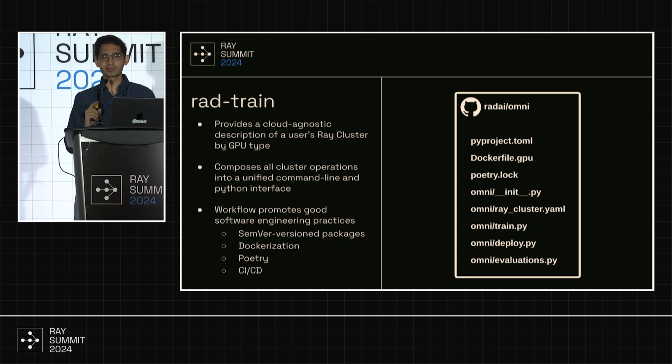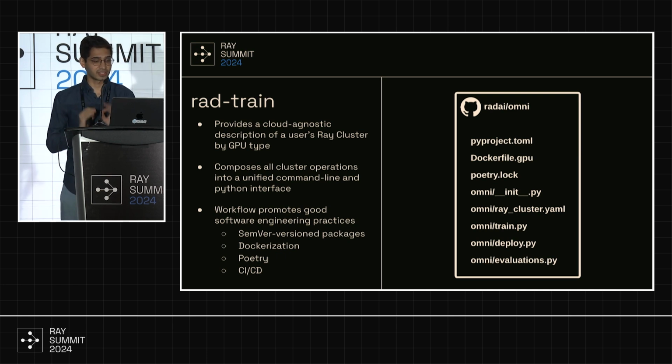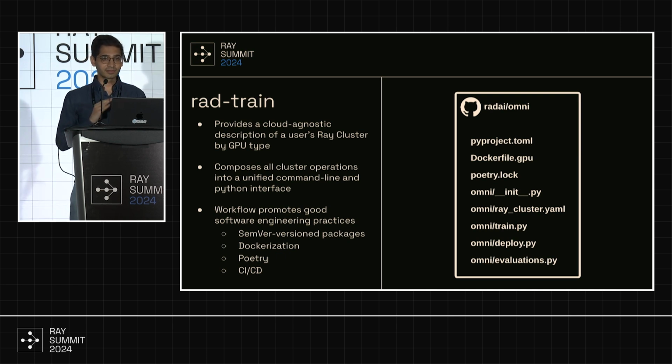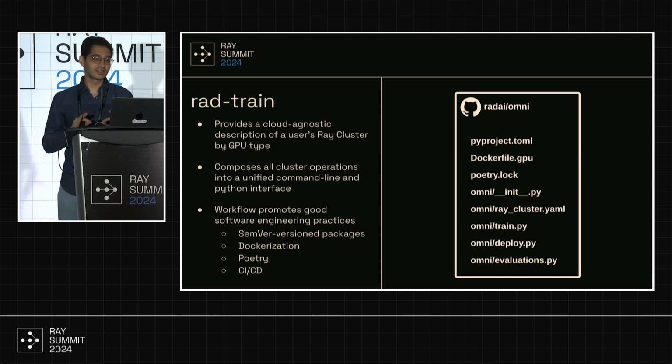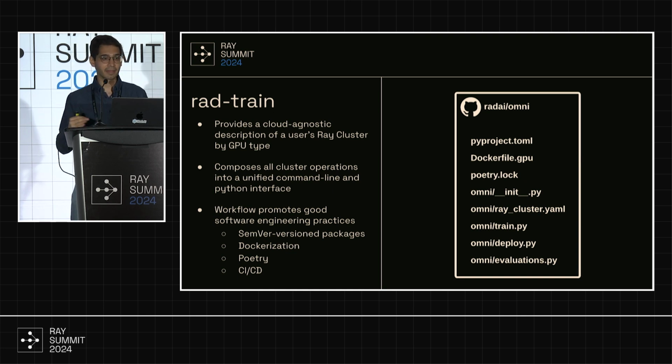Additionally, RadTrain also promotes good software engineering workflow practices. As Ken mentioned earlier, we follow SemVer to version packages. There's been a trend in the industry to deploy directly from Jupyter notebooks, but we want to apply better software engineering practices and make sure that we're maintaining our models well, not just for the researchers that develop them, but for the next researcher that comes down the line that needs to add a feature or retrain the model.